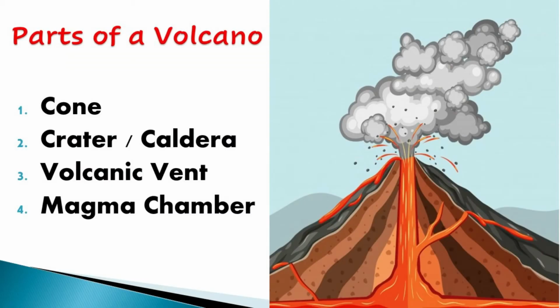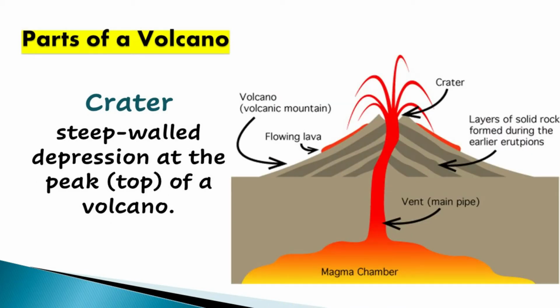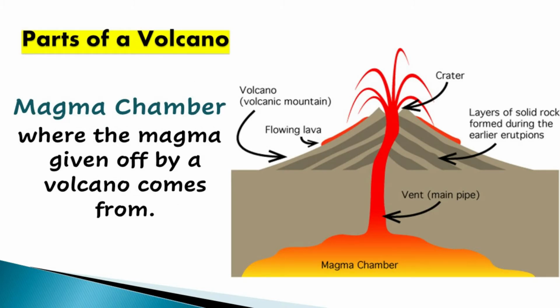Parts of a volcano. Number 1 is the cone. Number 2, crater or caldera. Number 3, volcanic vent. Number 4, magma chamber. Number 1, the cone, is formed by the mountainous accumulation of volcanic materials. Crater, a steep-walled depression at the peak or top of a volcano. Volcanic vent connects the crater to the magma chamber. Magma chamber, where the magma given off by the volcano comes from.